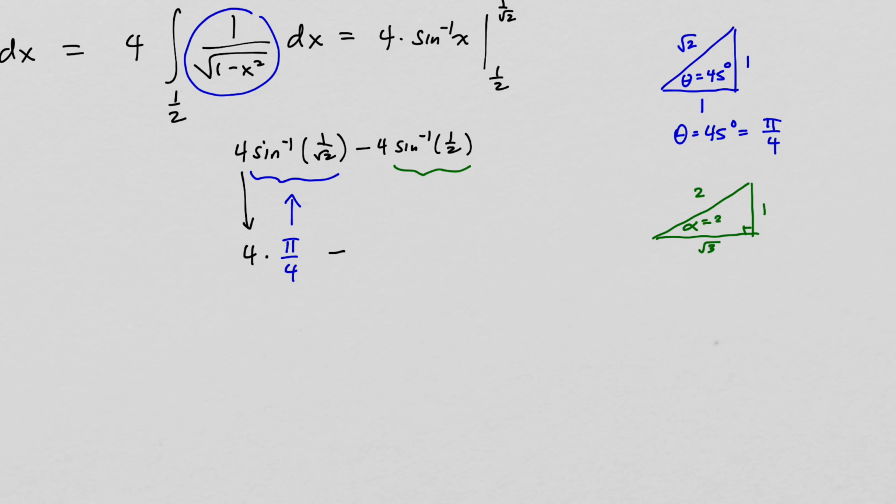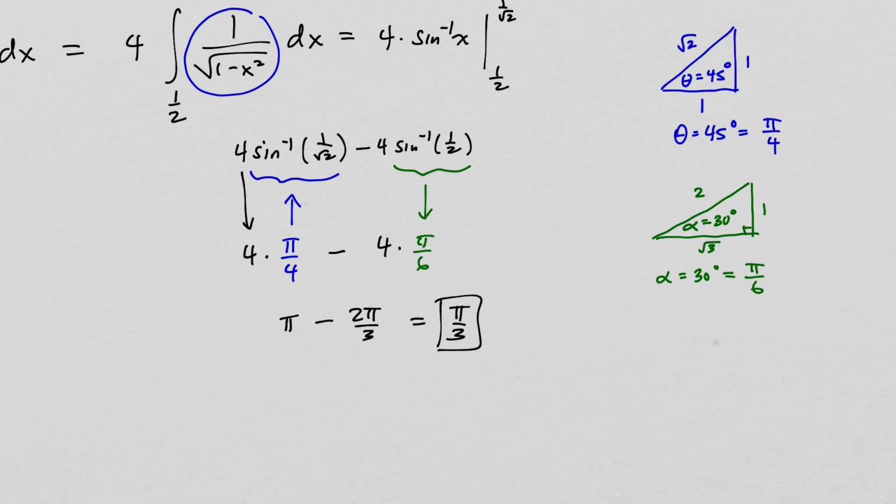And you should recognize this triangle to have an angle of 30 degrees here. So alpha is 30 degrees, which is the same as pi over 6. So this value is pi over 6. And again, that is also multiplied by 4. And so you end up here with pi minus 4 pi over 6, which is the same as 2 pi over 3. And you can subtract and get pi over 3.